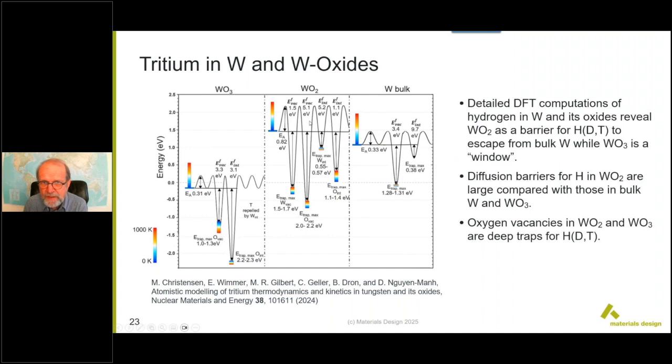And you see a dramatic difference between the two oxides. WO2 is actually a barrier, a very high diffusion barrier, with very low solubility of hydrogen, but also deep trapping. In contrast, the trioxide, compared with bulk tungsten, is actually a getter, if you want, of hydrogen, with relatively low diffusion barriers. But of course, if you have vacancies like oxygen vacancies, they can become very strong traps.